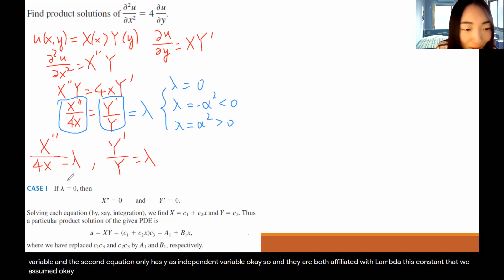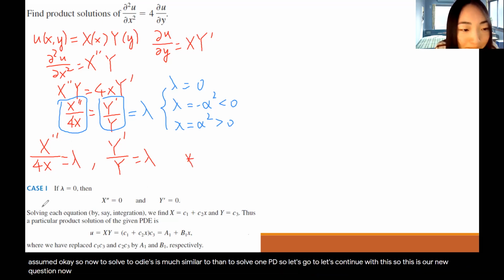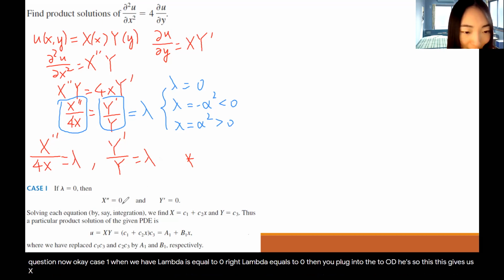Solving 2 ODEs is much easier than solving 1 PDE. So let's continue. This is our new question now. Case 1: when lambda is equal to 0, you plug into the 2 ODEs. This gives us X double prime equals 0 and Y prime equals 0.